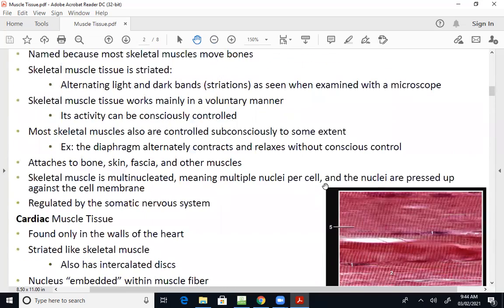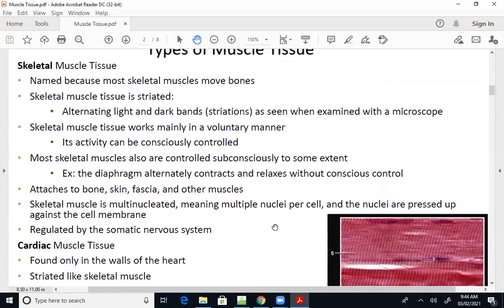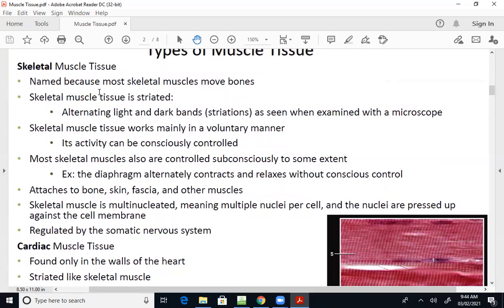Okay, let's first talk about skeletal muscle, which is the muscle that we're going to talk the most about in this unit. It is named because it is attached to our bones or our skeleton, and most of which move our bones. Not all skeletal muscle, I should say, moves bones, but the majority of them do.